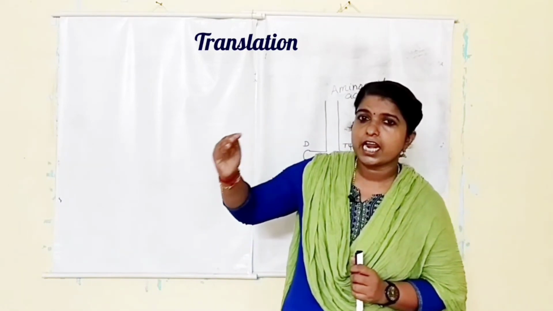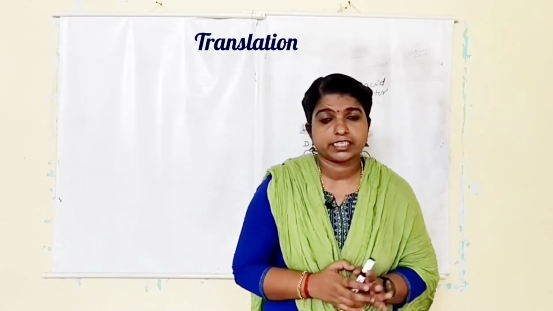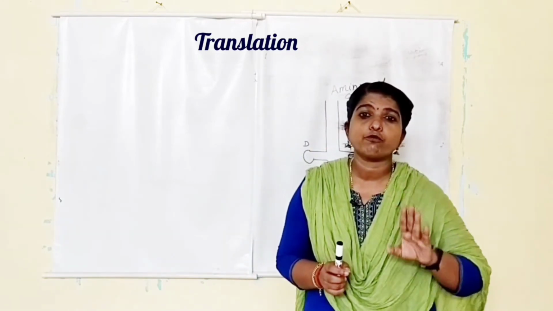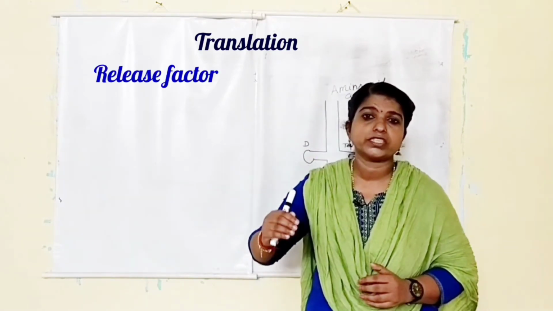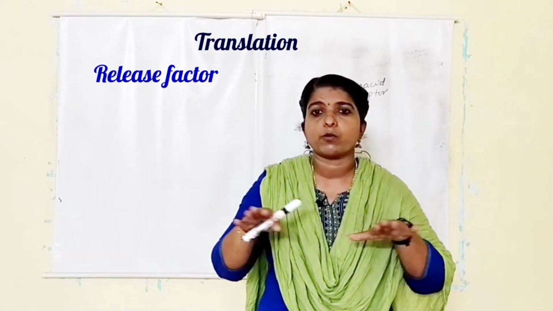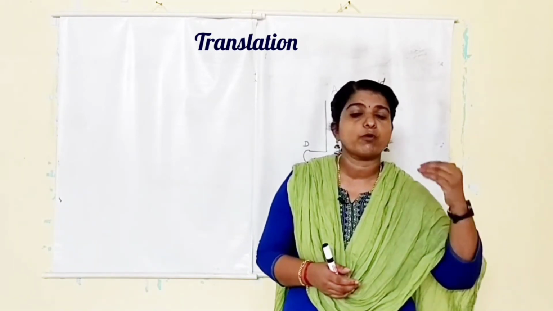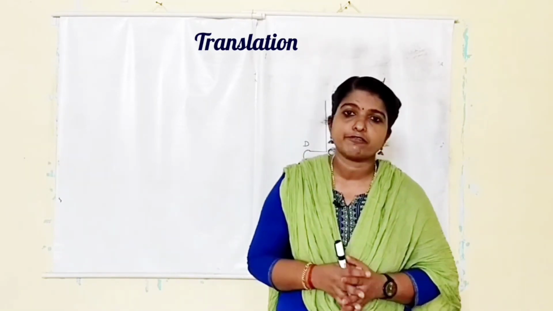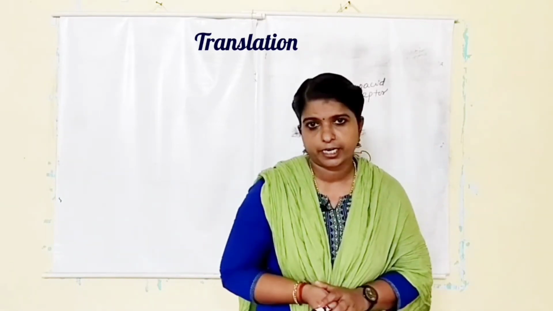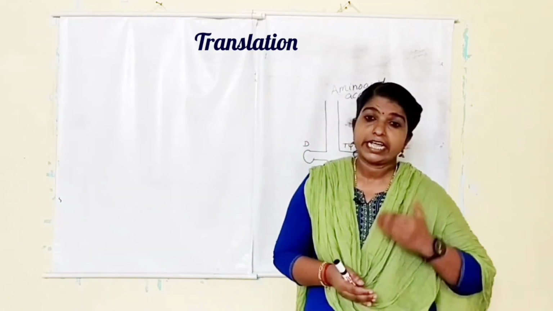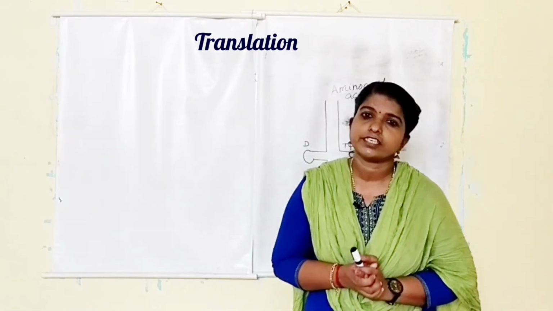When it reaches the last part, at the end, there are release factors. There is no tRNA for reading the stop codon. The release factor binds with the stop codons and the process gets stopped. As a result, the fully synthesized long polypeptide chain is released from the ribosome. That step is known as the termination. So, initiation, elongation and termination. These are the 3 different steps of translation.